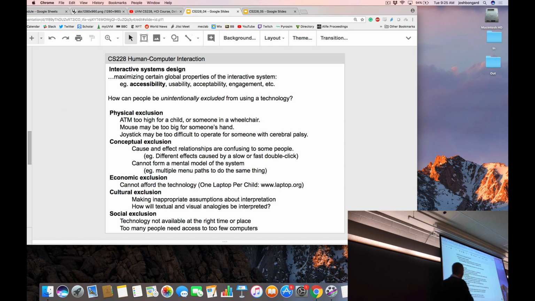Okay, other obvious things, economic exclusion, culture exclusion, right? Making inappropriate assumptions about how people from different cultures are going to interpret your system. We've already seen an example of that with reading left to right and right to left. Textual and visual analogies or metaphors or audible metaphors might be another way to go. There are a lot of cultural exclusions out there.